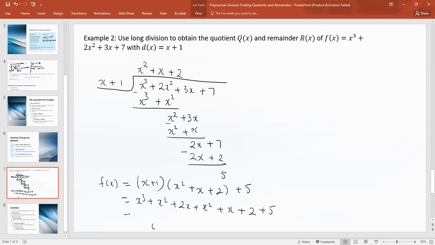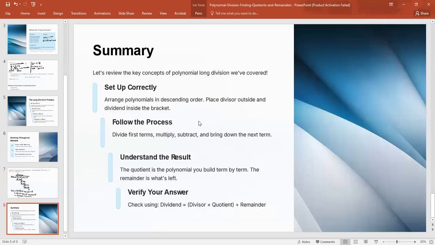If you collect the terms, you're going to have x cubed. x squared plus x squared, you're going to have here 2x squared. 2x plus x, you're going to obtain 3x plus 7. And you obtain the original expression here. So it means our answer is correct. So that is how we go through the long division process for polynomials to obtain the quotient and the remainder terms. So what is the summary of our discussion?